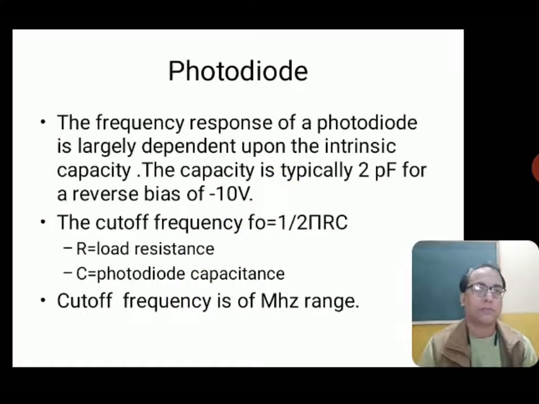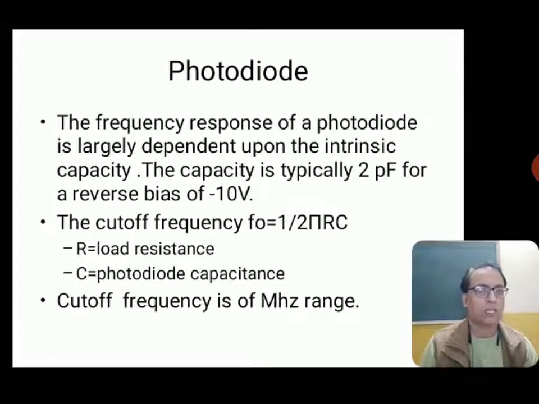The frequency response of the photodiode is largely dependent upon the intrinsic capacitance. As we know, a diode can work as a capacitor too, because one is a positive plate and one is a negative plate. So the frequency response of a photodiode largely depends upon that semiconductor or intrinsic capacitance. The capacitance is typically 2 picofarad for a reverse bias of -10 volt.